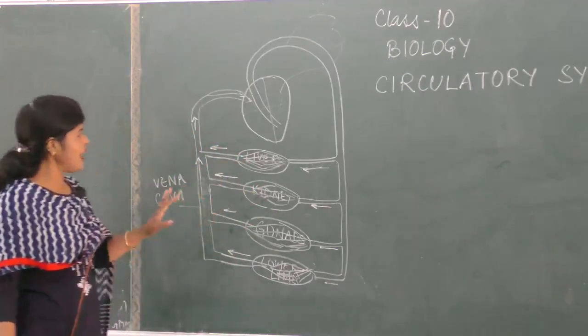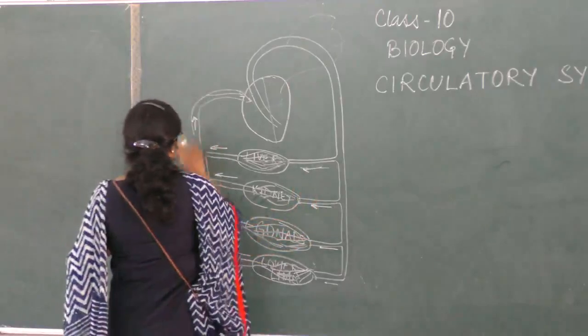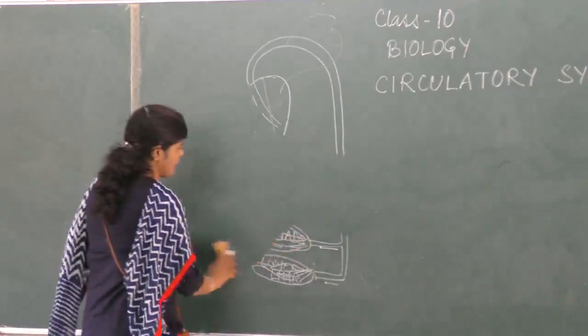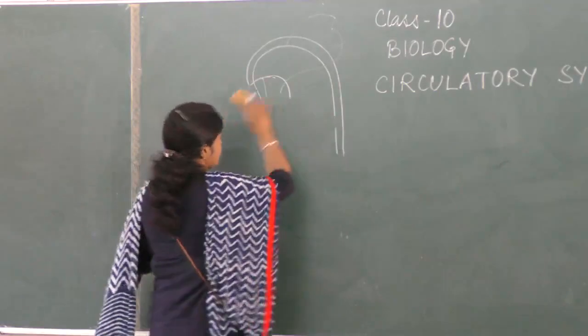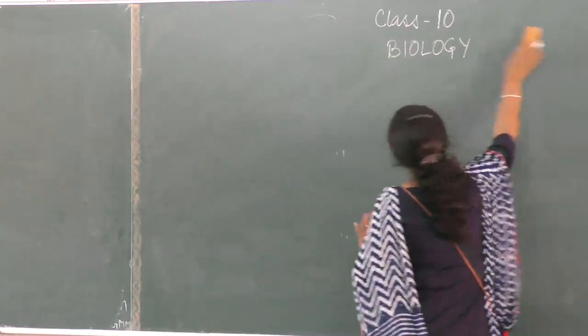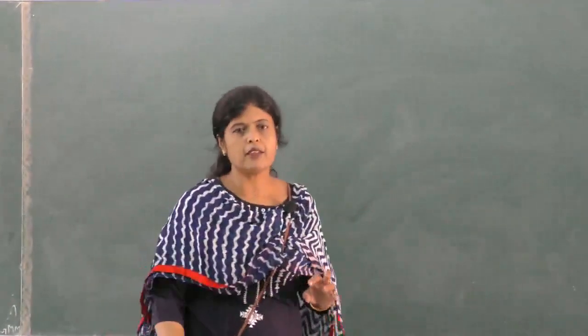Now, why have I mentioned systemic circulation? Because now I will be showing you hepatic portal system. What is hepatic portal system? There is an exception in this, where the blood vessel is not joining vena cava. What is the exception? What are the organs involved in this?